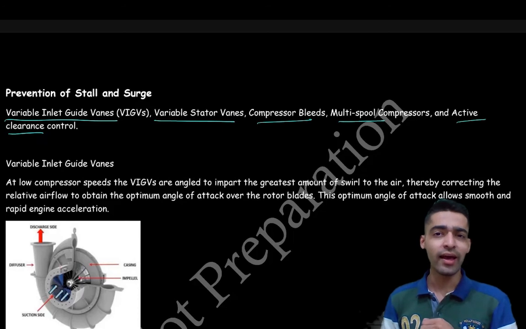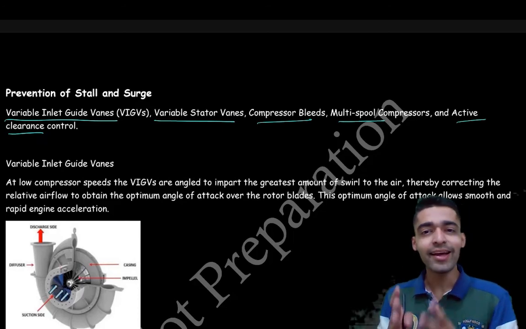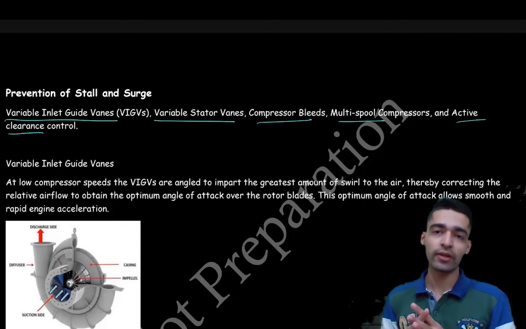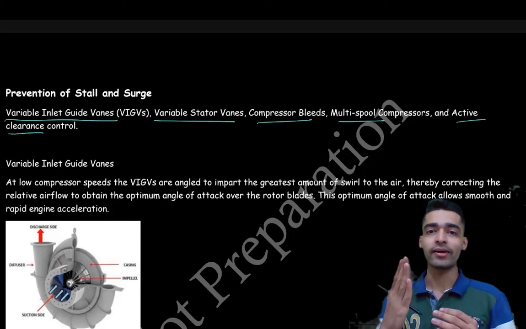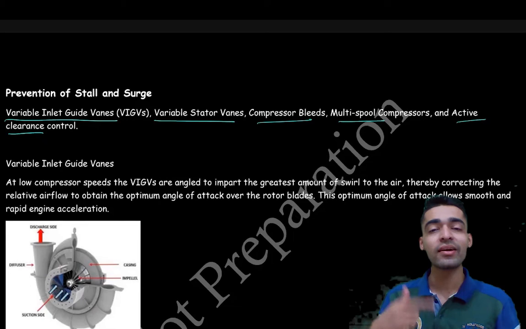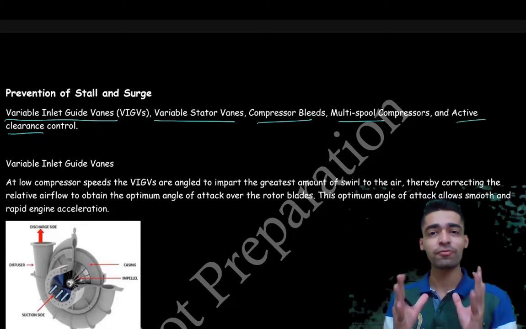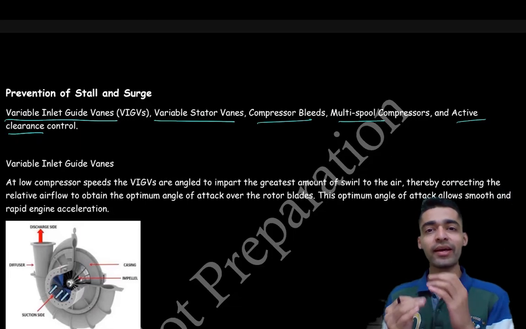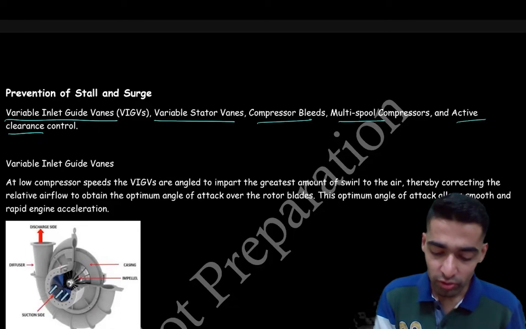If the air comes at an angle, it will be hitting the compressor at an angle, and that angle could be a savior for the engine. Why? Because if you are giving a good angle to the compressor, then it will provide a bigger thrust to the compressor. So that is what we want. We want high speed air, and if that high speed air could hit the compressor at a very high speed, then it will be very useful.